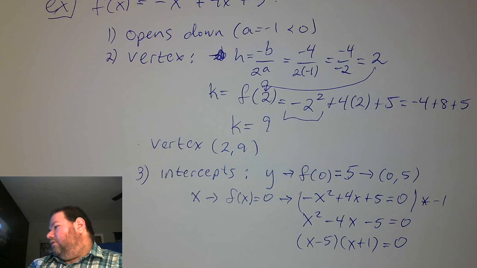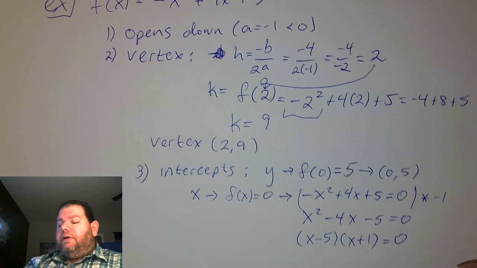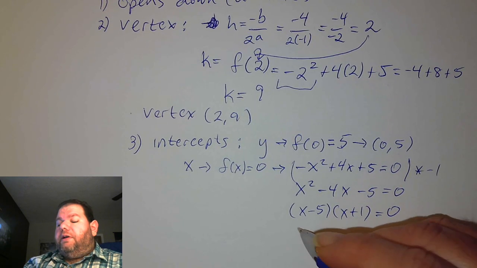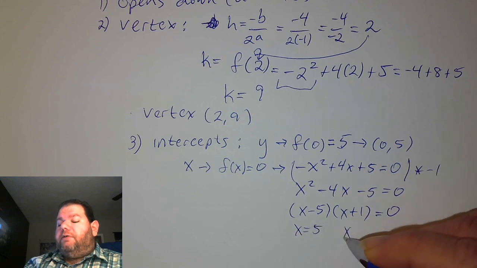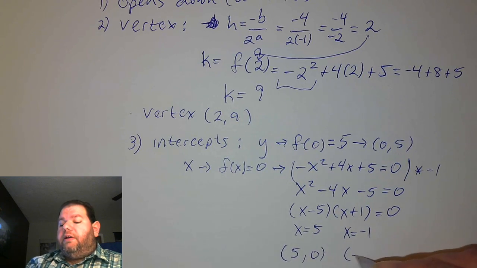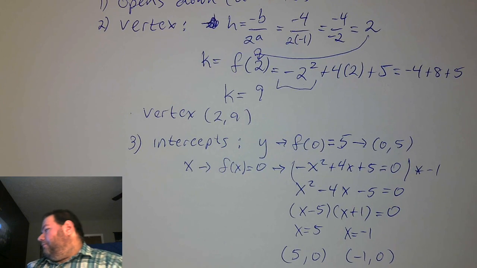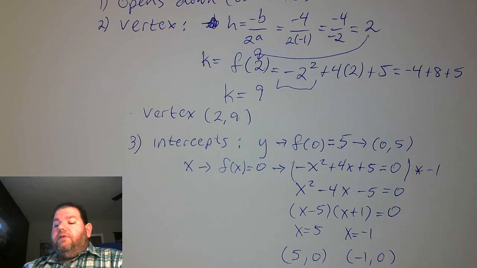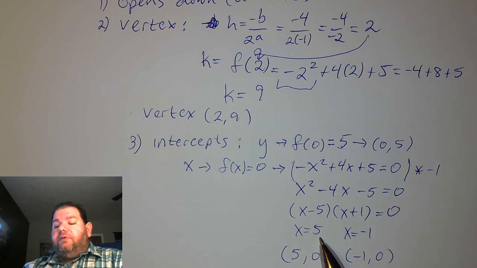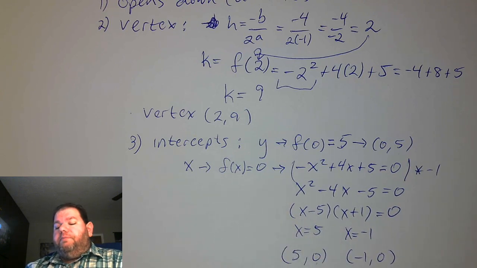Okay. And so we get x equals 5 and x equals -1. And so if we create coordinates to go along with those, it'll be 5, 0 and -1, 0. This time, because we plugged in 0 for y, and we found x equals 5, that means x is 5, y is 0, x is -1, y is 0.